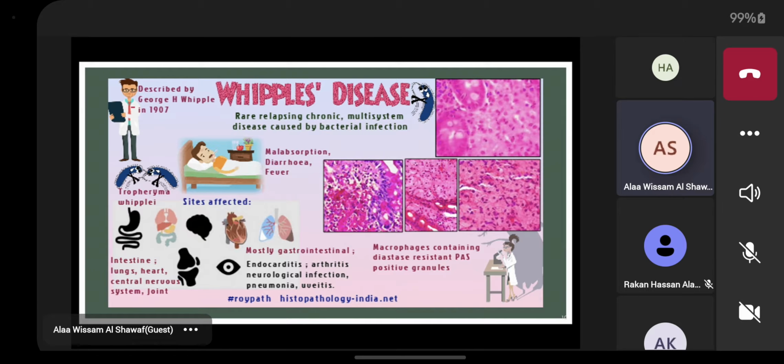The most important features of Whipple disease are cardiac symptoms, neurological symptoms, diarrhea, and foamy positive macrophages on biopsy. Whipple disease is lethal if left untreated, unlike celiac disease.